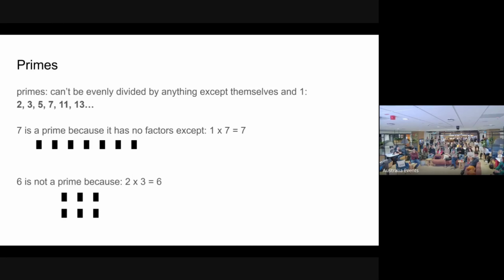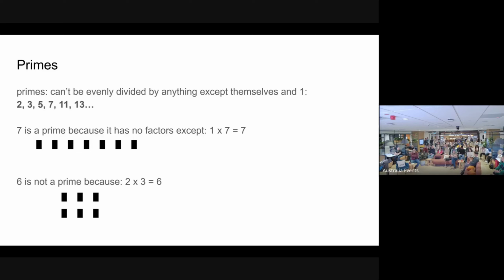And this talk does concern prime numbers, so I'll just give you a refresher on prime numbers. You can tune out if you're not that interested in maths. But prime numbers are numbers that can't be evenly divided by anything except themselves and 1. So the first few prime numbers: 2, 3, 5, 7, 11, 13. For example, 7 is a prime number because it's got no factors except itself and 1.